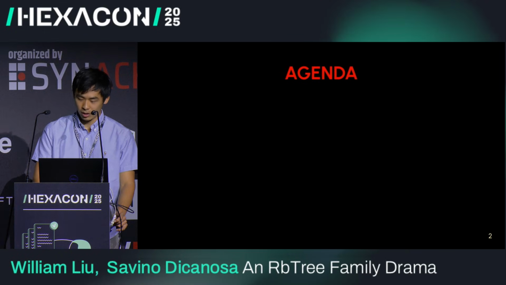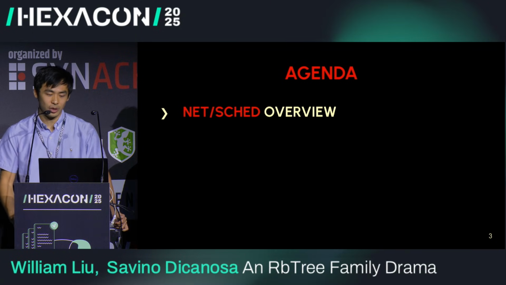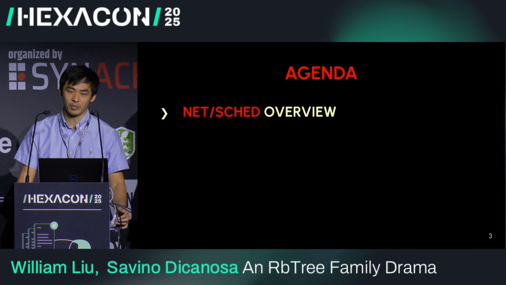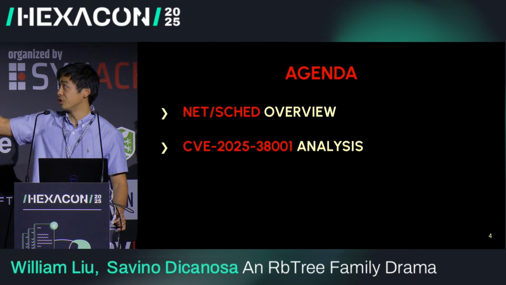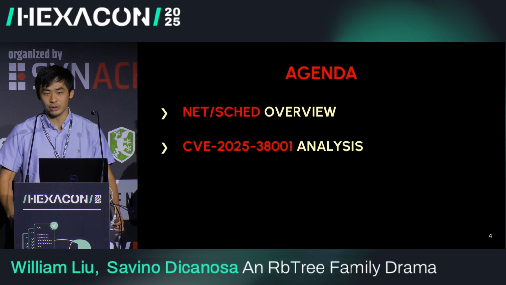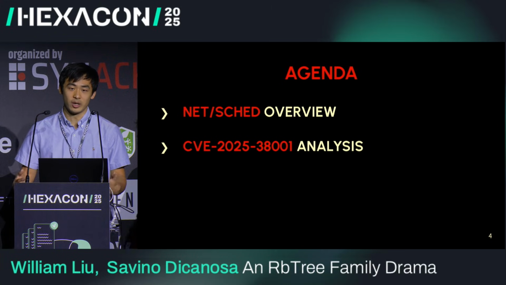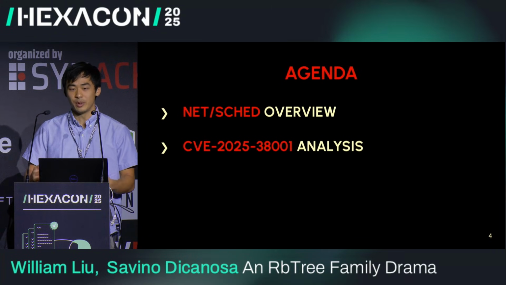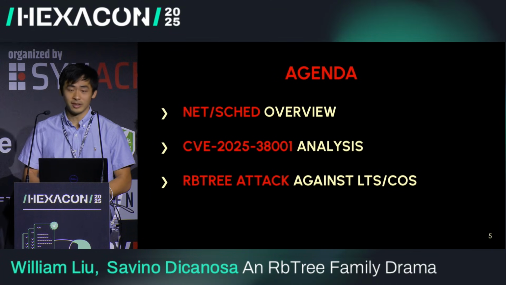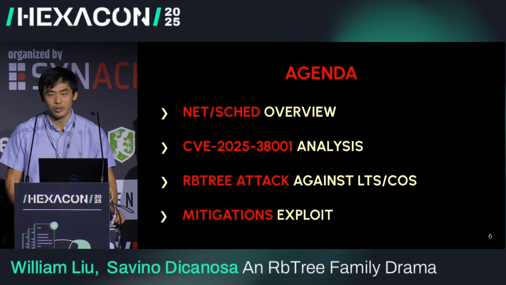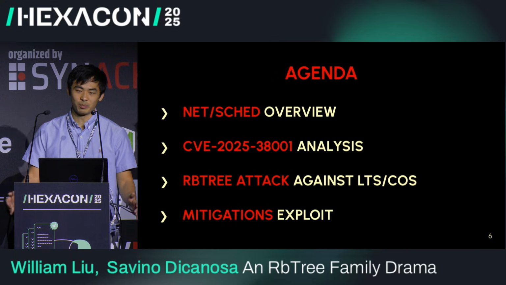Just a quick agenda. We'll first talk about the subsystem we targeted, which is the network scheduler or traffic controller. It's always important to understand your target before trying to exploit it. Then we'll talk about the star of the show, CVE-2025-38001. It's a zero-day we found, and to most people, it might look like a really innocuous bug, but we'll detail how we unleashed more capabilities from it later. Then Savi will talk about his RbTree attack against LTS and COS, and we'll conclude with mitigations and the exploit. Just a disclaimer, there's going to be a lot of red-black tree diagrams, so brace yourselves.